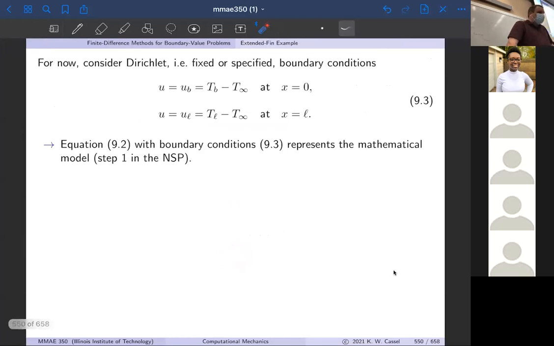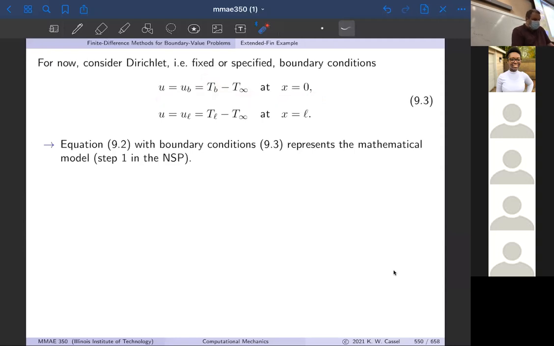Boundary conditions. So we have a second order ordinary differential equation, so we need 2 boundary conditions, one at each end, at the base and at the tip. At the base, at x is equal to 0, the temperature is equal to the base temperature, but we subtract off the T infinity, so that's U. So U is U sub B for U base, which is TB minus T infinity.